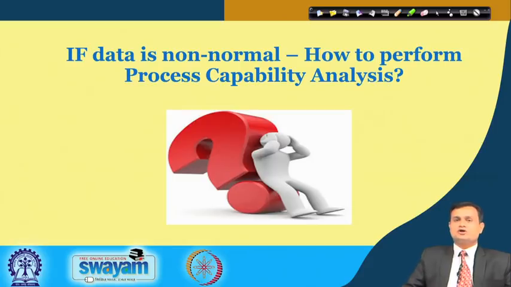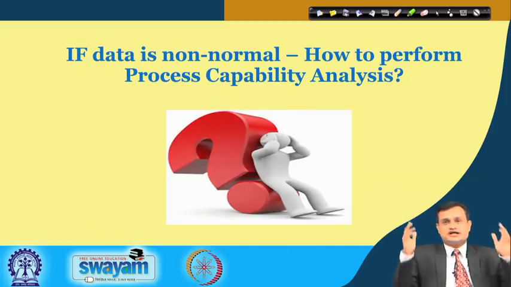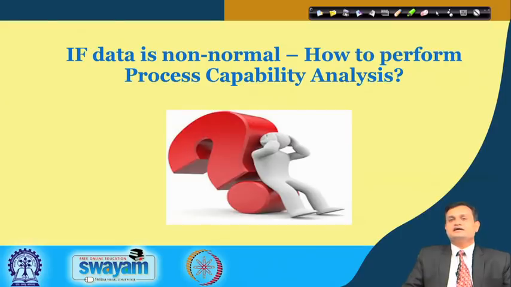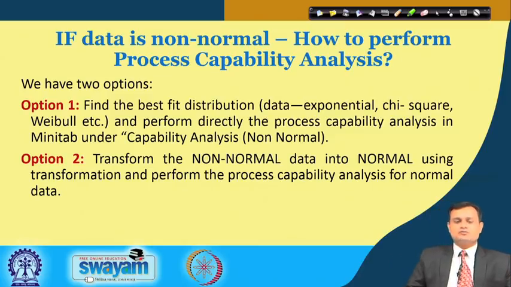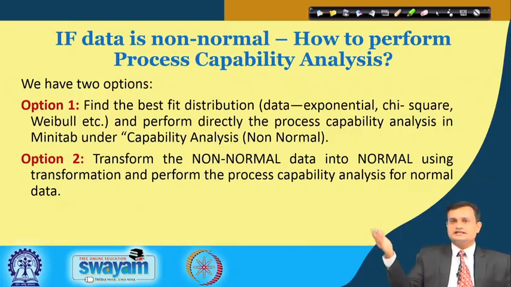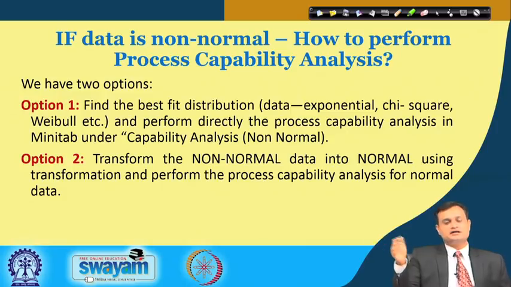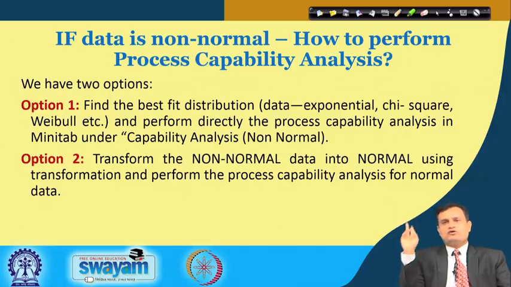If data is non-normal, how to perform process capability analysis, that is the second question. You will scratch your head and think, now my data is not normal, what to do. If data is non-normal, it does not typically follow the normal pattern when you look at the histogram or normality plot. So, here I would recommend that there are two options possible.